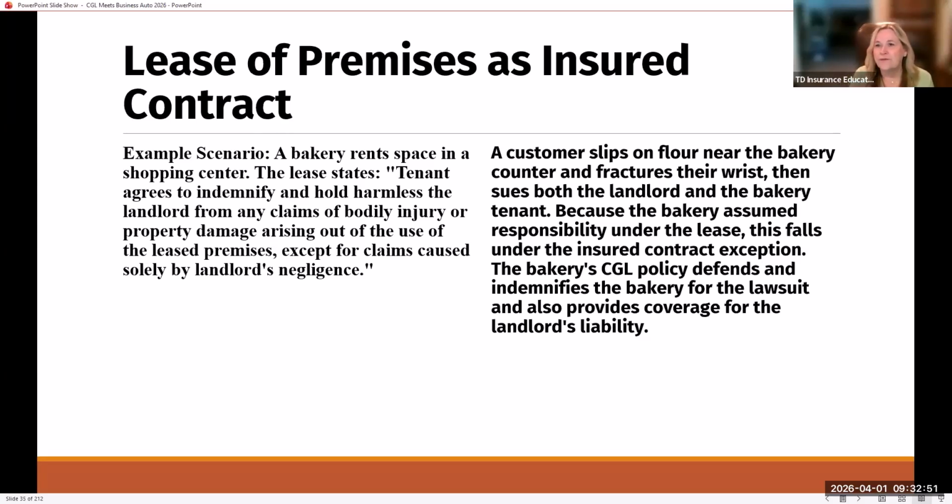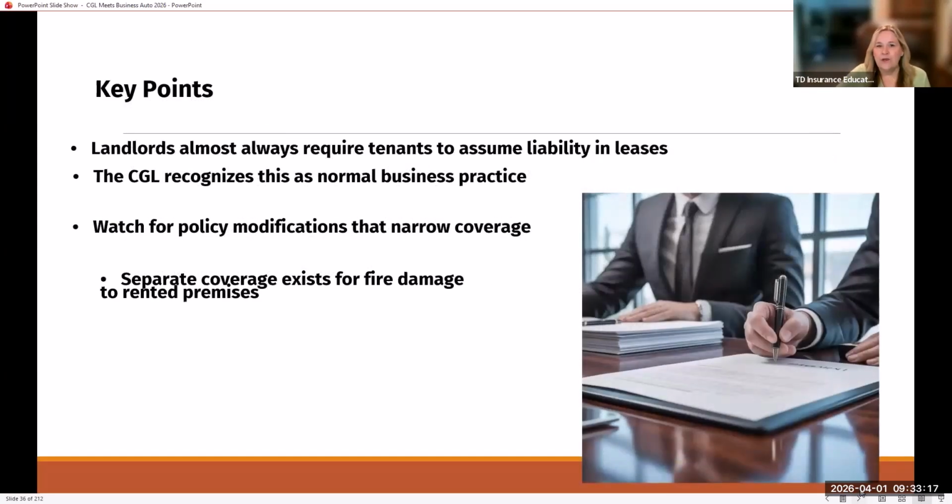So if a customer slips on flour near the bakery counter and fractures their wrist, what are they going to do? They're going to sue the landlord and the bakery tenant. Okay, so the bakery assumed the responsibility under the lease. And so this is where if the owner were to be sued, they come under this policy and they are protected. Again, additional insured is what we call those in the real world. So this is where you have this particular situation with a landlord and tenant. Now, there is a separate coverage for fire damage to rented premises. And we're going to talk about that because that's a very important overlooked sublimit there.